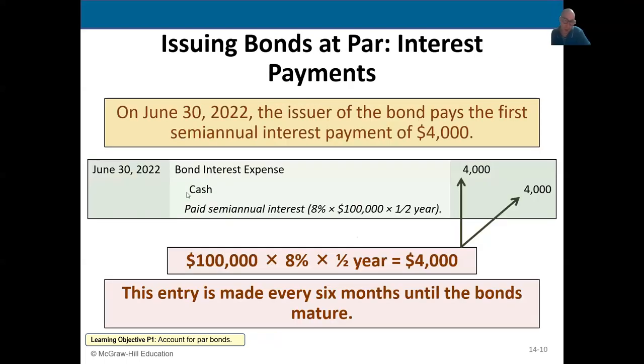Now, on the first interest payment date, June 30th, recorded the transaction to pay the interest. How do we figure out the interest amount? We take the face value, par value, times the interest rate, 8%, times time, just like we do with a loan, right? Works the same way. The time you notice is half a year. Why half a year? Because according to the bond indenture, the terms, we pay interest every 6 months, which is also half a year.